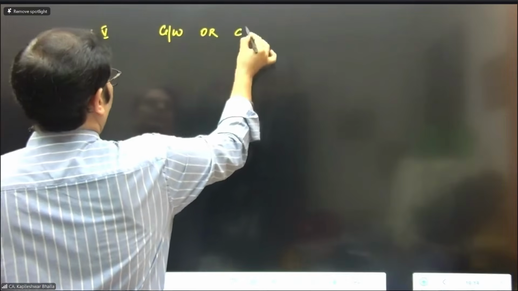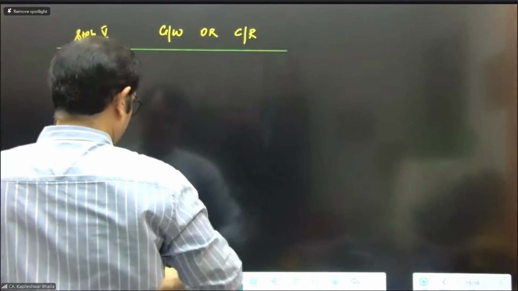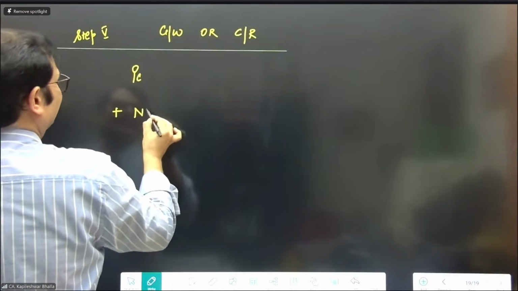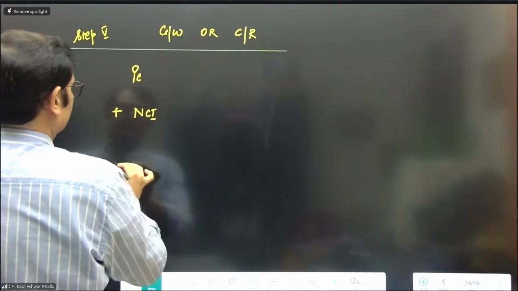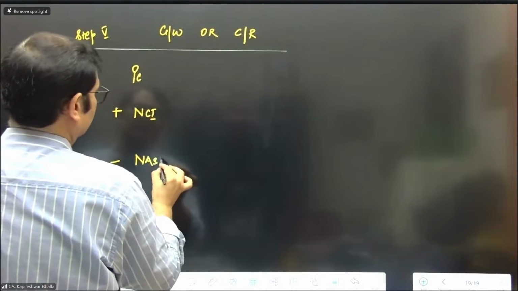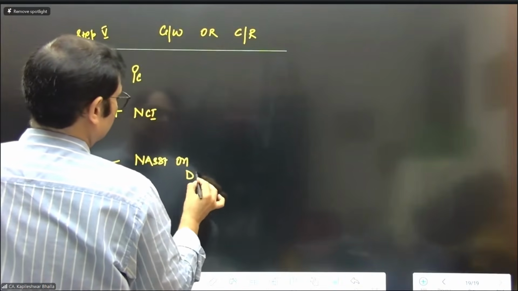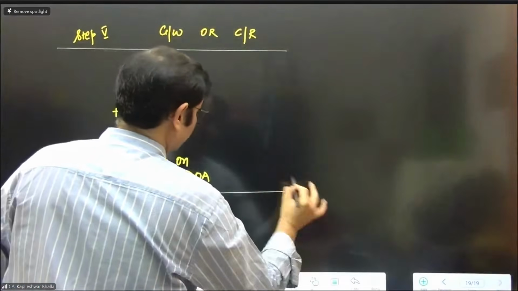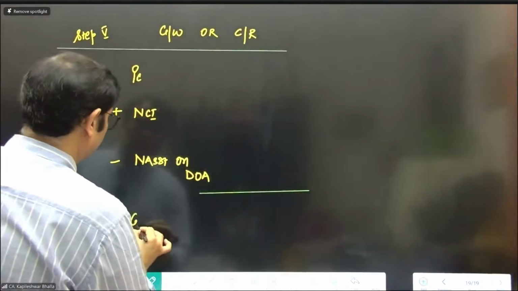Then we go to step number 5, that is goodwill or the bargain purchase gain, call it a capital reserve, which is nothing but we're just going to pick up the information from the previous steps itself. So we take the purchase consideration, add the NCI, reduce the net assets on date of acquisition. And I guess before we forget, we also need to consider the goodwill impairment.